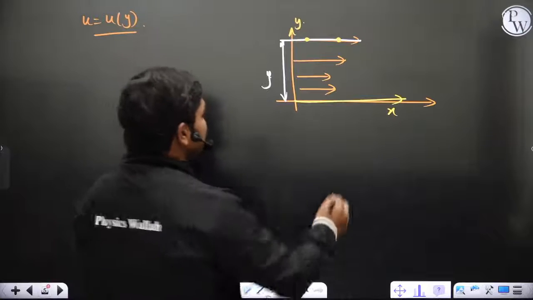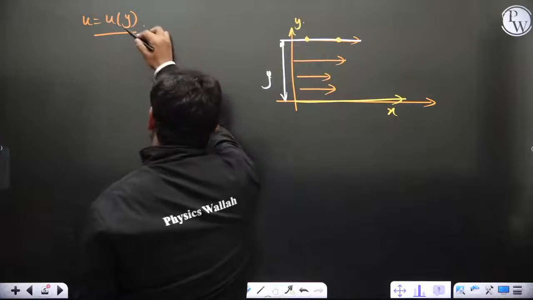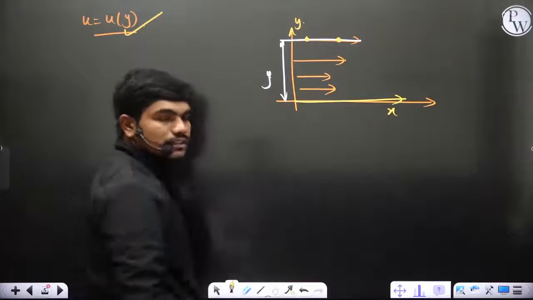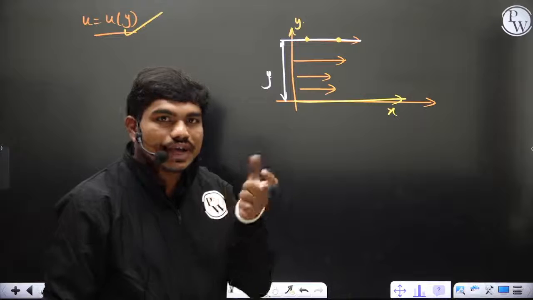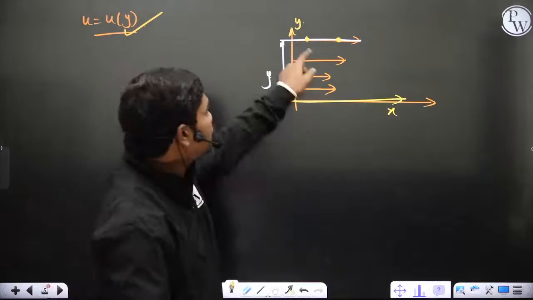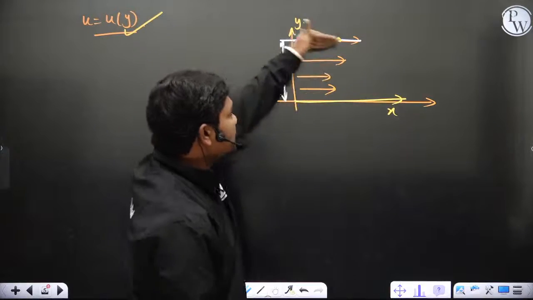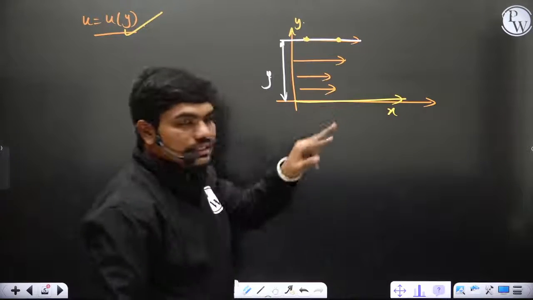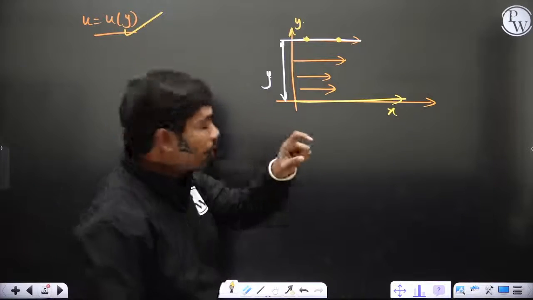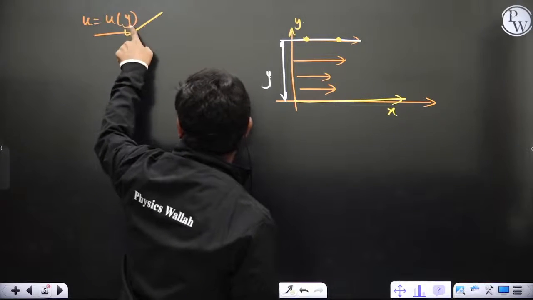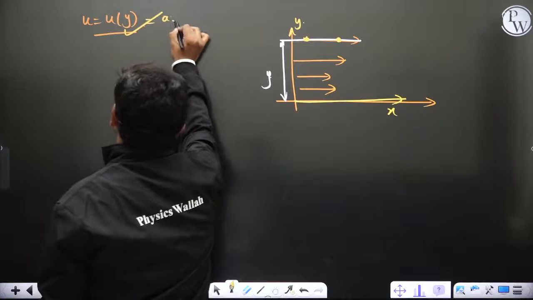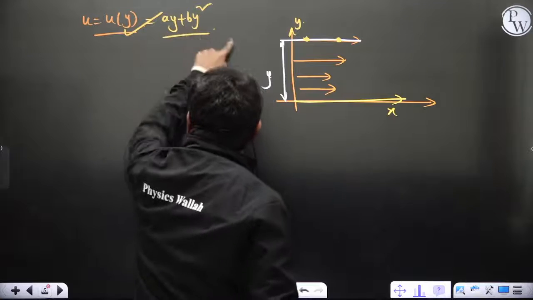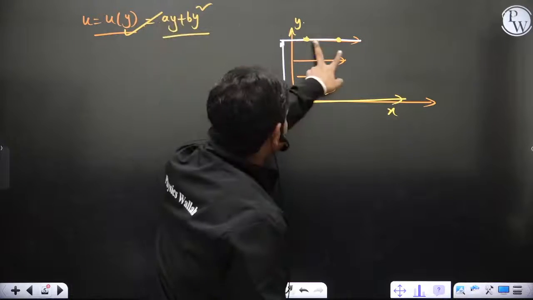So see here, if this is y, the meaning of this statement is that there is no velocity variation between these 2 locations, because even though x is different, the y value is the same. This is a horizontal line, and at these 2 points on this line the y value is the same, so this function will not change. For example, let us say it is ay plus by squared, some equation. For the same value of y this expression will be the same, correct? So u did not change between these 2 points.